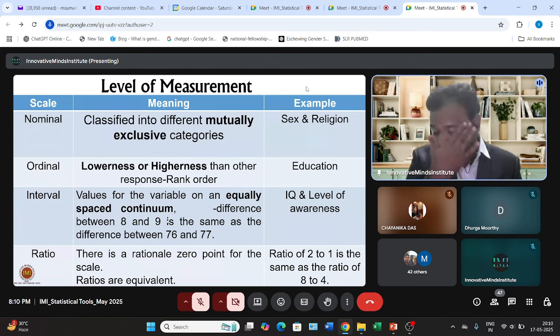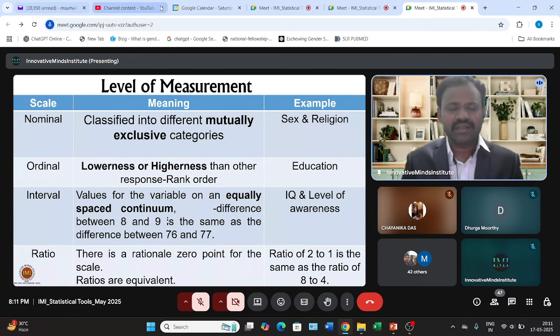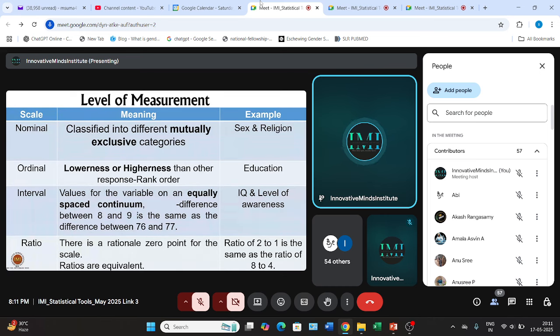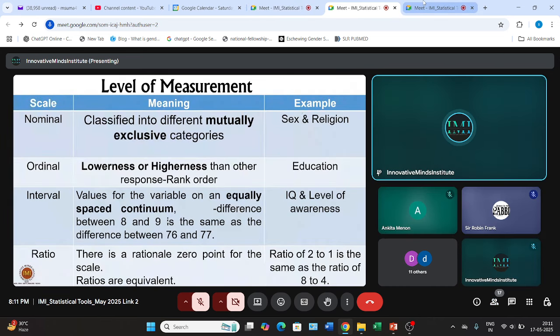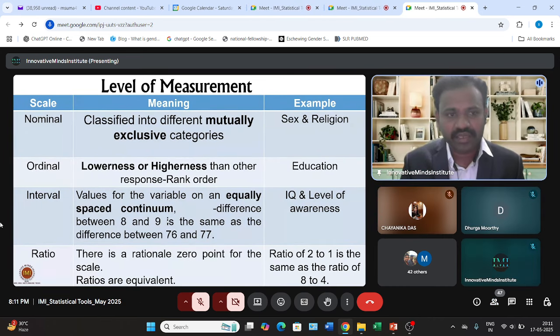For your understanding and for some higher order statistics, you may need this clear-cut classification. Otherwise, you can simply memorize it as categorical data. That much is enough, right? Let's move on to the next one, interval level of measurement.